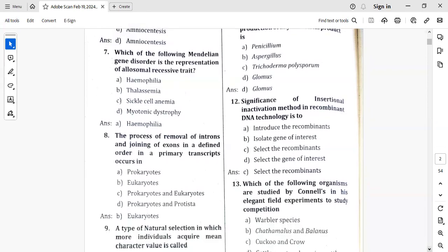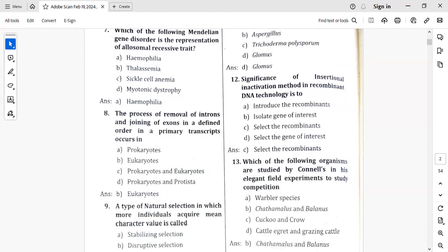The process of removal of introns and joining of exons in a defined order in a primary transcript occurs in. Okay, in prokaryotes, transcription happens only until the mRNA is formed, and there is no further step. Only in eukaryotes, the higher animals, after the formation of mRNA, the introns, which are the non-coding strands, are removed and exons are attached. This process is called splicing, and it happens in eukaryotes.